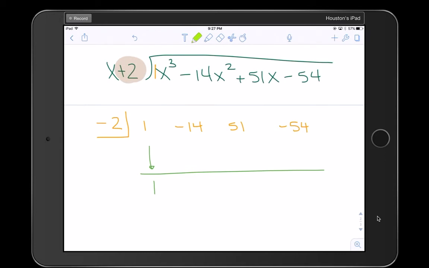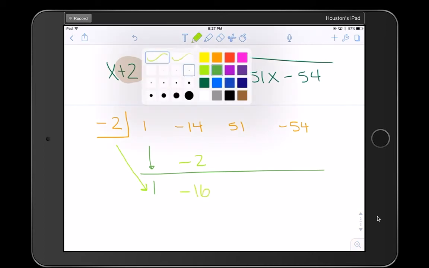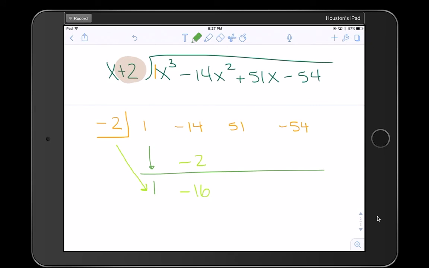Step 3 is we're going to multiply what we have inside that half box by that number that we brought down. So in this case, negative 2 times 1 is negative 2. And we're going to put it underneath the next column. And then we're going to add those. And then we're going to repeat that process until we're done. So now I'm going to take the negative 2 in the half box times the negative 16 that we just got. And I get a positive 32.